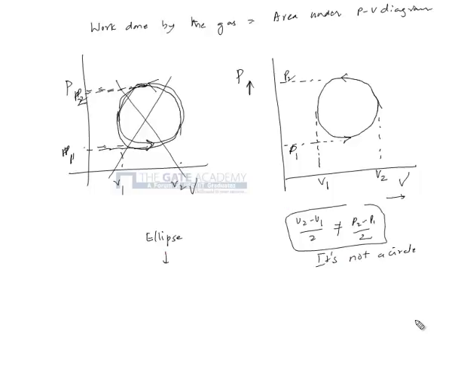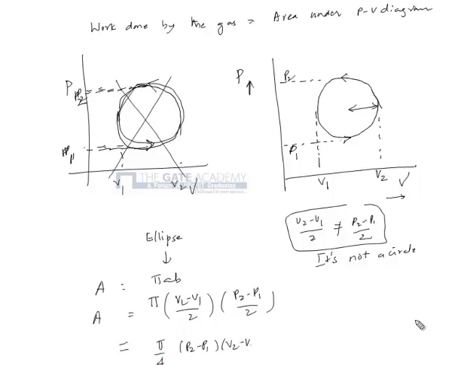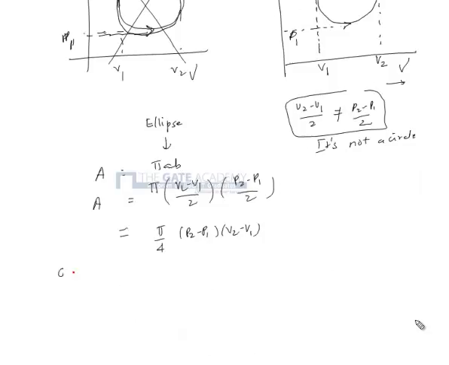So it's an ellipse generally, and the area of the ellipse is pi AB, where A is basically the semi-major axis. So A I can write as V2 minus V1 by 2, and B I can write as P2 minus P1 by 2. So the area of this ellipse will be pi by 4 into P2 minus P1 into V2 minus V1. So the answer for this 50th bit is C.